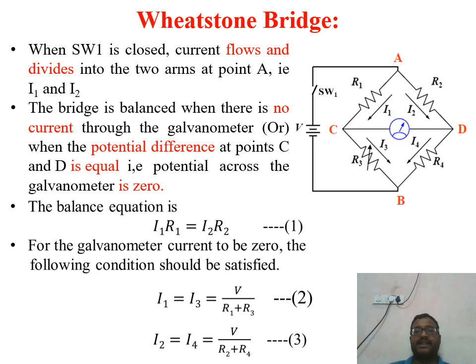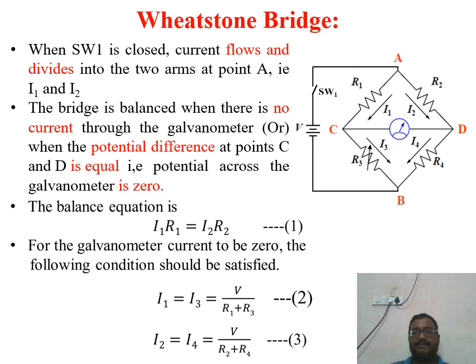Now we see the first condition, the switch is closed. When the switch is closed, current flows. The current flows and divides into two arms at point A. At this terminal point, the current I is divided into two arms, I1 and I2. Initially the current is capital I, and when the current enters this terminal point, it is divided into two: one is I1 and the other is I2.